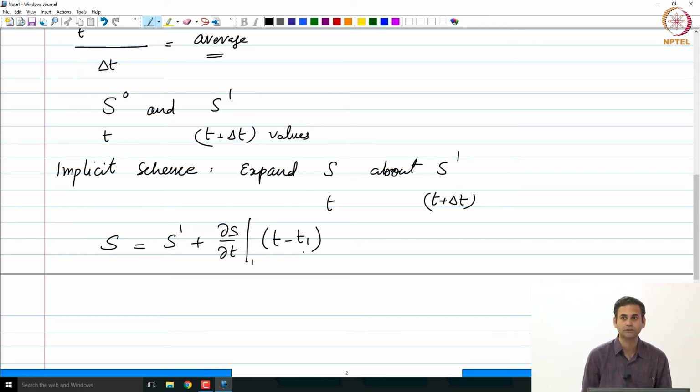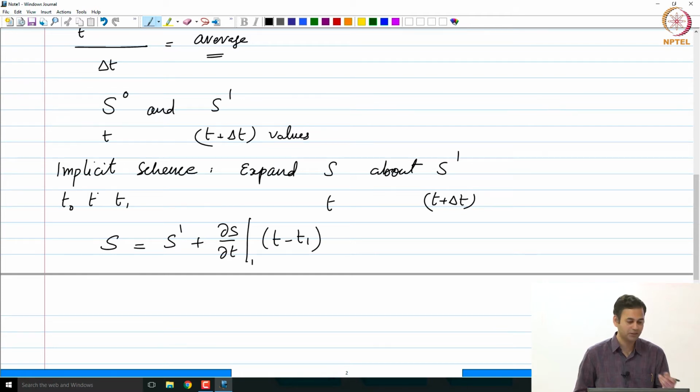Yes, question. Not S0, I have S at any time level t. So, I have here basically T0 and T1 and T that is intermediate between these two. S0 corresponds to T0, S1 corresponds to T1 and S corresponds to any time t.